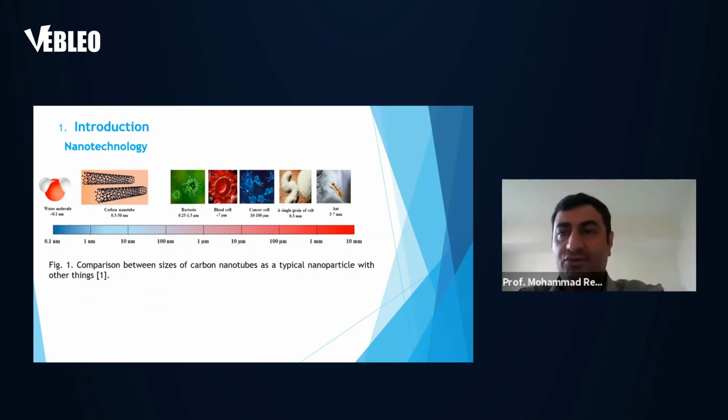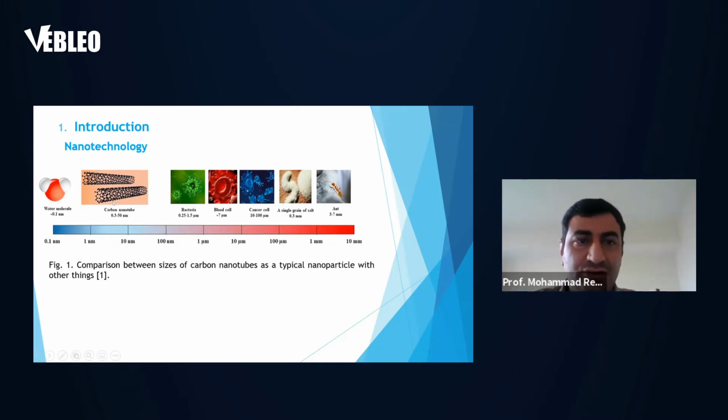Okay, first of all, we should talk about what is nanotechnology. Nanotechnology is not something weird or special. It's just about the sizes. For example, the size of an ant is 3 to 7 millimeter. The size of a blood cell is around 7 micrometer. But here, we are talking about 0.1 nanometer to 100 nanometer. This is the size that we call nanotechnology, okay?